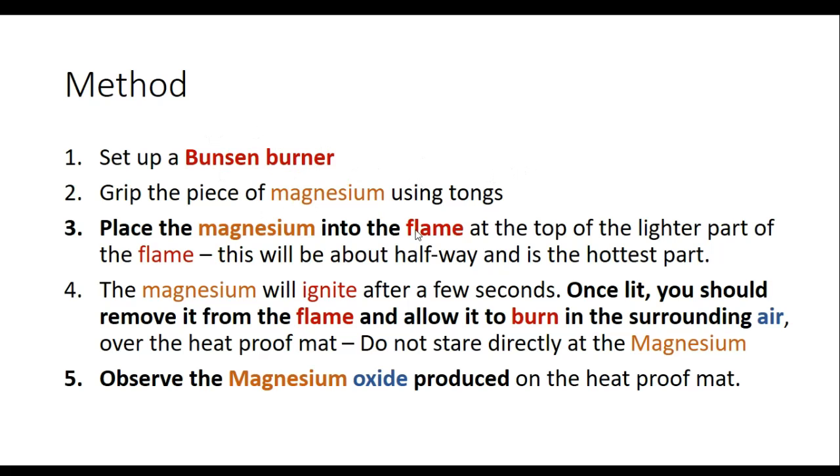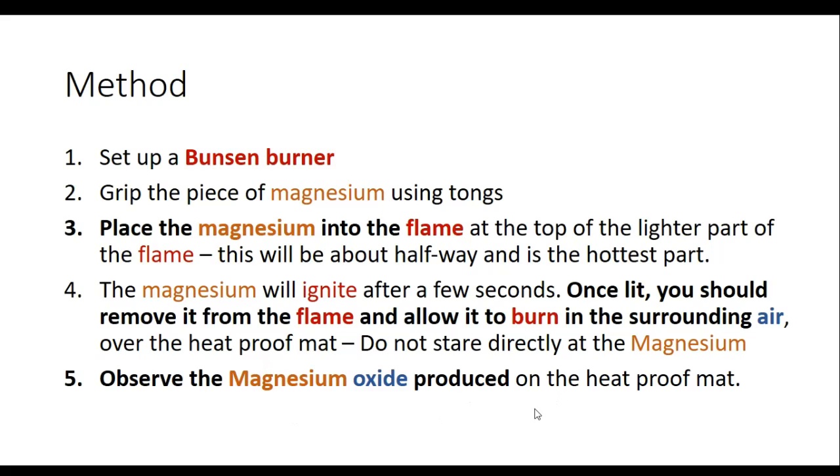Now when it's in the flame, normally you'd put it at the hottest part of the flame, and that then means that the magnesium will ignite very fast. Now if you are using this method, you need to remove it from the flame and allow it to burn in the air. This then allows the magnesium to react with the oxygen. The oxygen is in the air. And then all you need to do after that is just observe the magnesium oxide that's produced.